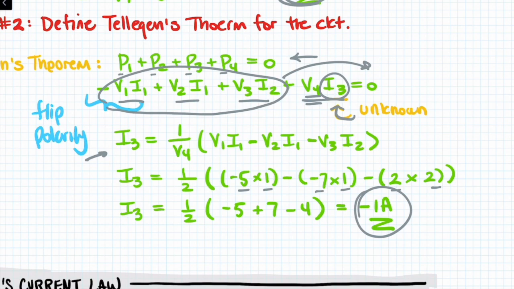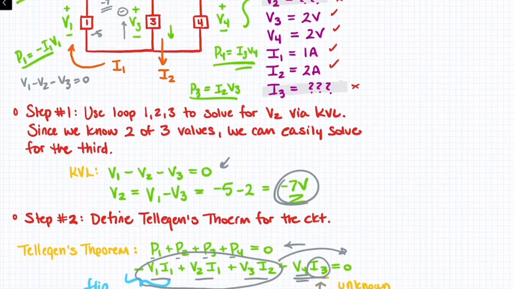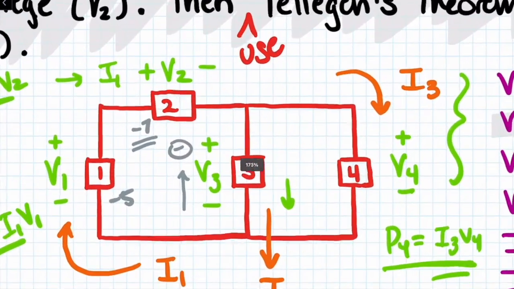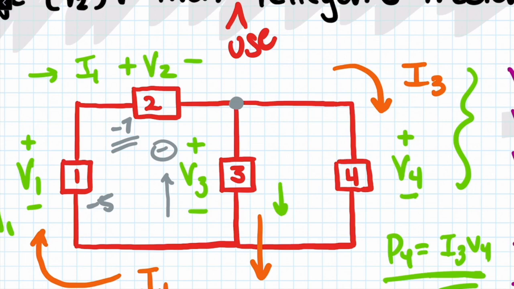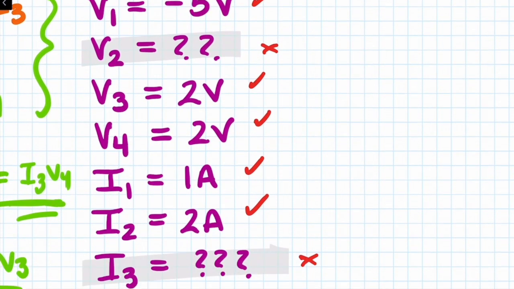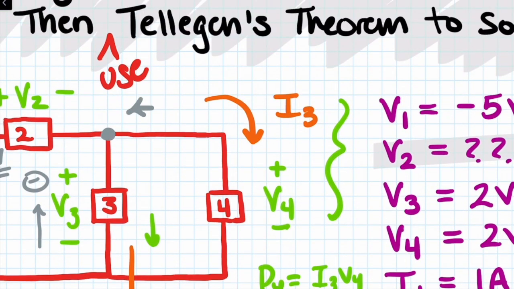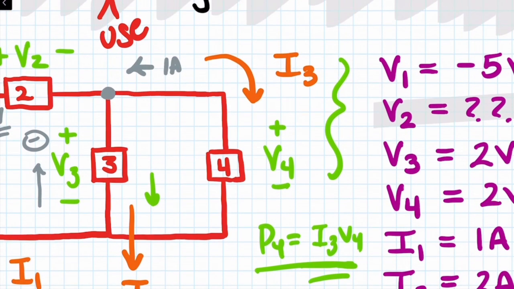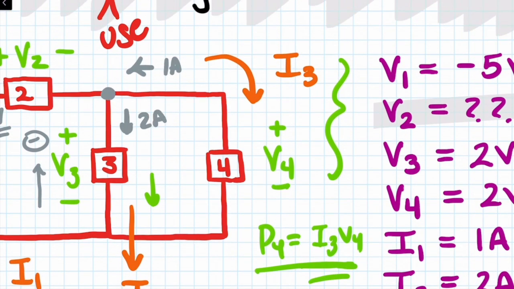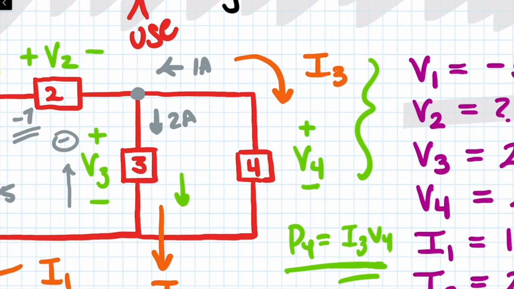Now, let's check to see if that value makes sense, and this is going to give us a preview of KCL, Kirchhoff's current law. Let's take a look here real quick. I want to focus on this node. We already know that I3 we just solved was negative 1 amp. So I'm going to say that's the same as 1 amp heading into the node, right? Because I3 is flowing the other direction. We know that I2 is 2 amps. And we know that I1 is 1 amp.